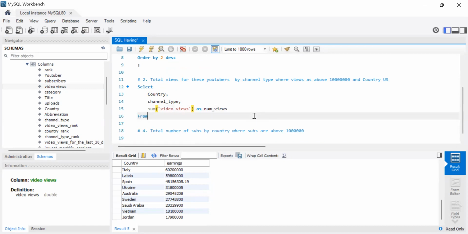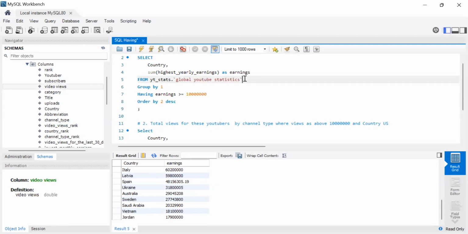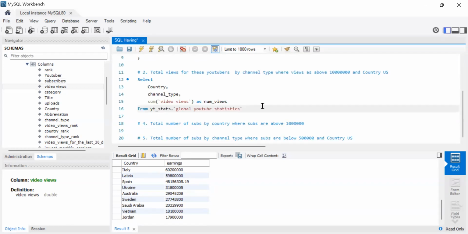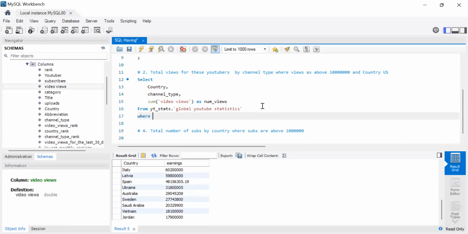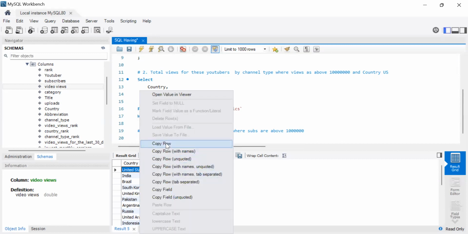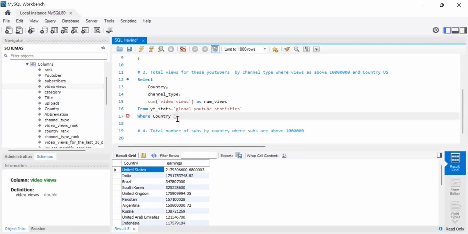Okay, so we're getting all this from, let's pick our table, our global YouTube statistics table, but we are only interested in where country, where country is United States.